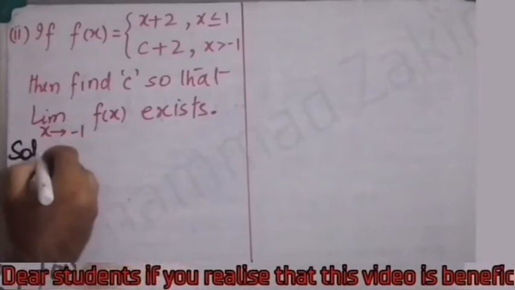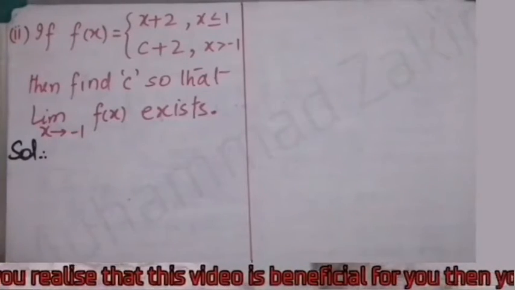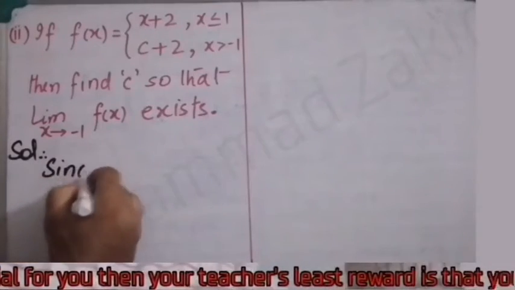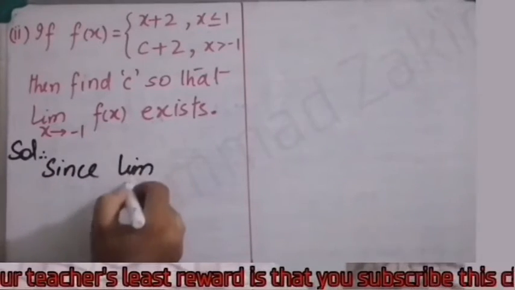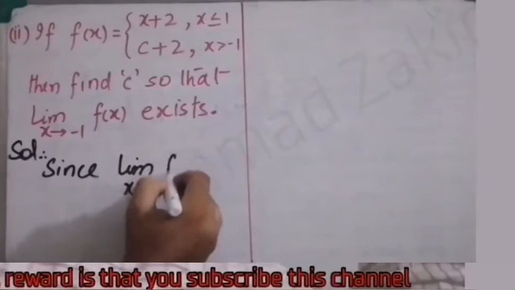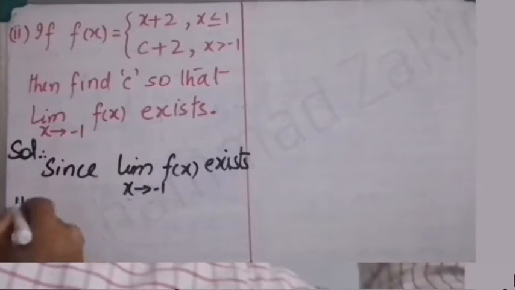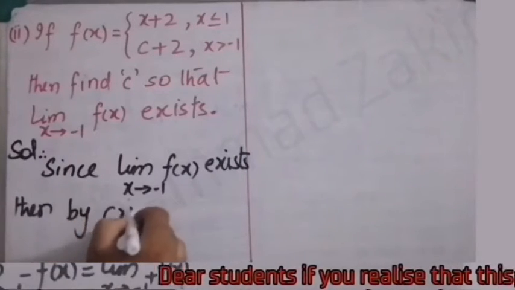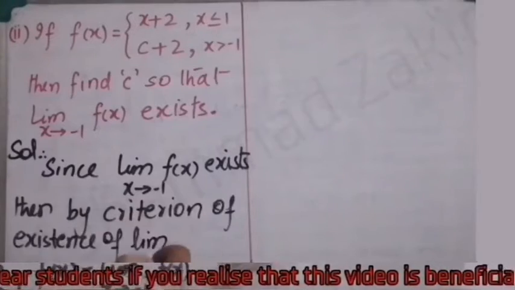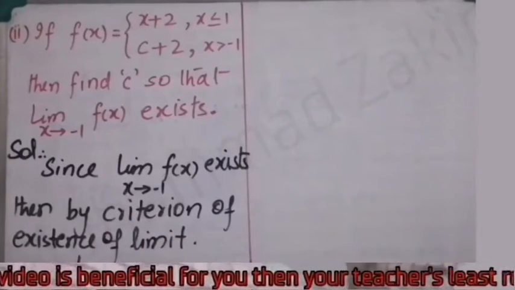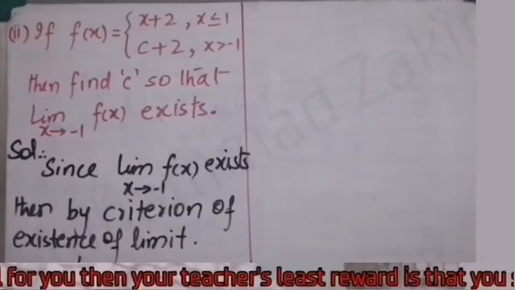The solution of this question is that we find the limit. We will apply the criterion of existence of limit. We write: since the limit as x approaches minus 1 of f of x exists, then by the criterion of existence of limit, the criterion allows us to write left hand limit equal to right hand limit.